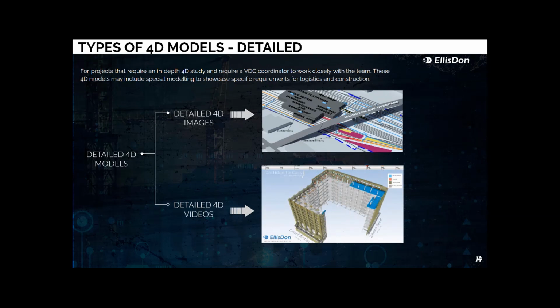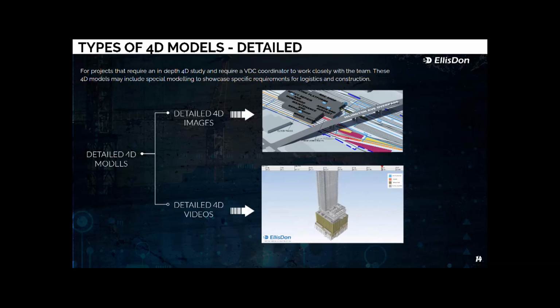And finally, down below, you can see the detailed 4D videos, where this project has a core, and the core we essentially hid for clarity, because once the core gets fully erected, what ends up happening is certain slabs have to be demolished and then reinstalled to make sure that everything lines up. And because of that, that was a decently complicated procedure, and we wanted to make sure that the project team understood exactly how we plan on doing that.